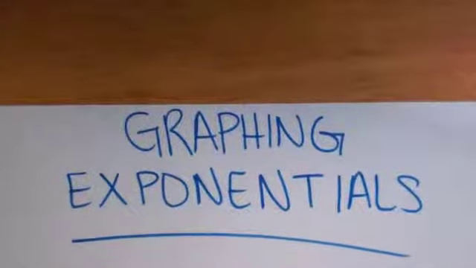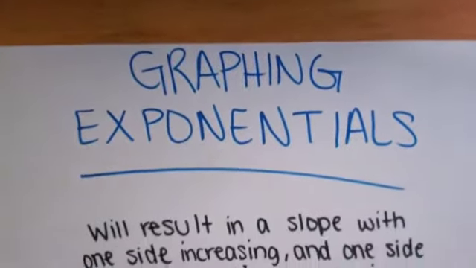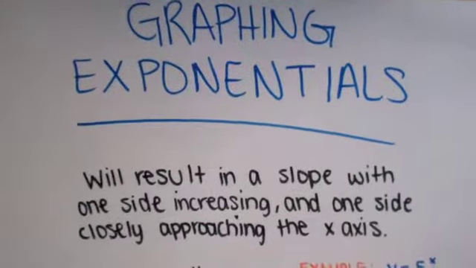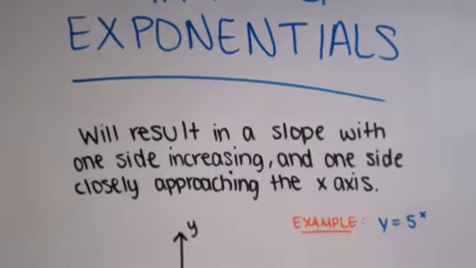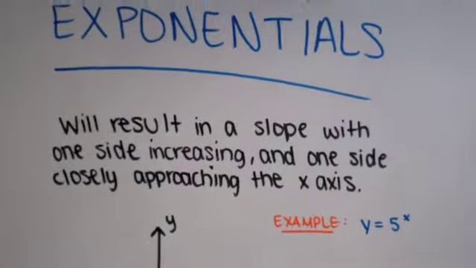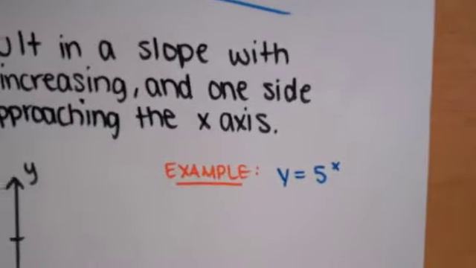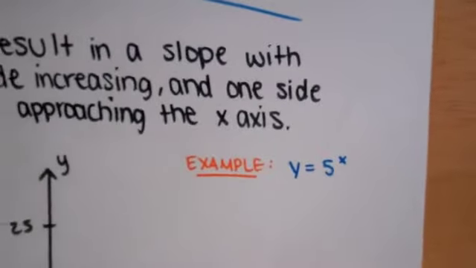This is graphing exponentials, and when you graph an exponential equation, it's going to result in a slope with one side increasing and one side closely approaching the x-axis. So for this example, we're going to do a simple one right here. We have y equals 5 to the power of x.